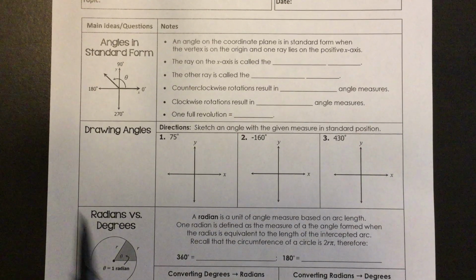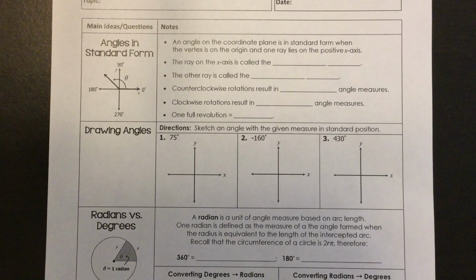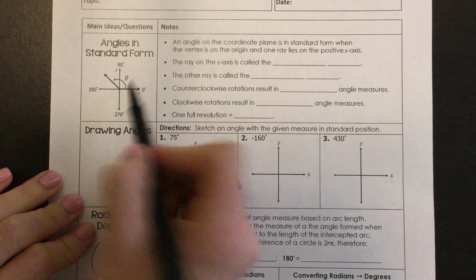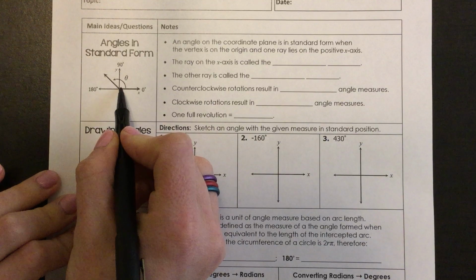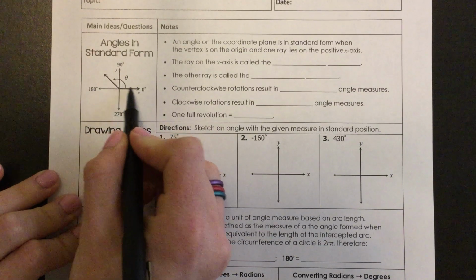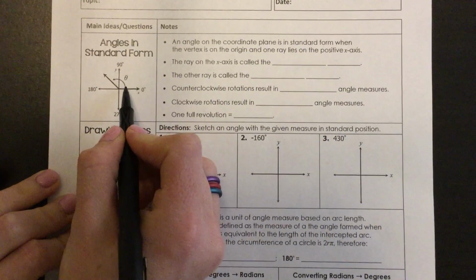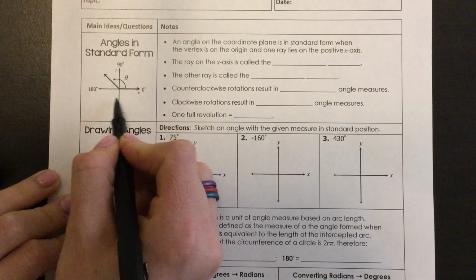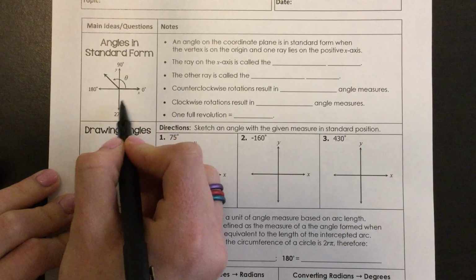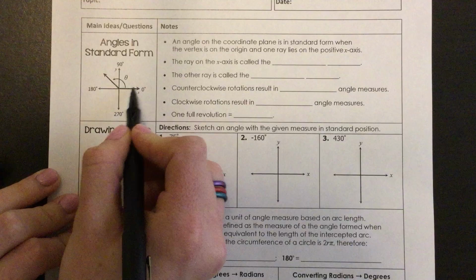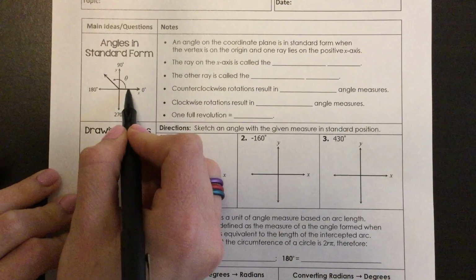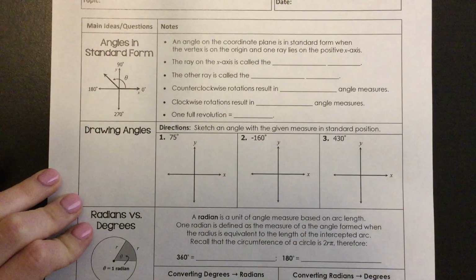So this first box is just giving you some definitions and some vocab terms that we're going to be working with. An angle in standard form always has the first line right here, on the positive x-axis, and then it opens in a counterclockwise direction, like this. We've got both of these rays right here. The angle in between, opening counterclockwise, is the angle theta.